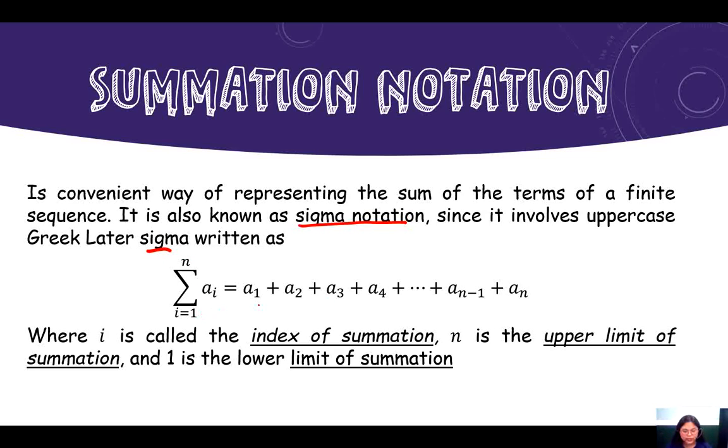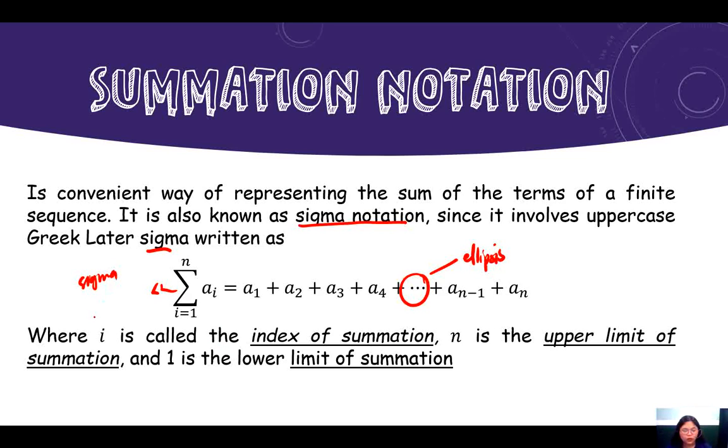So this is an example of summation. You can read this as the sum as i goes from 1 to n of a sub i is equal to a sub 1 plus a sub 2 plus a sub 3 plus a sub 4 plus ellipsis plus a sub n minus 1 plus a sub n. You can read this as infinite or ellipsis. So this is called sigma.